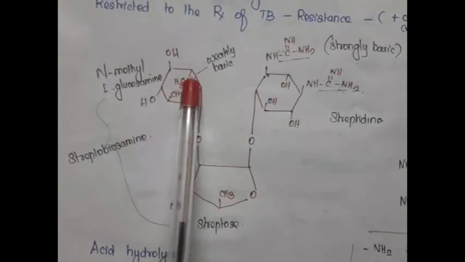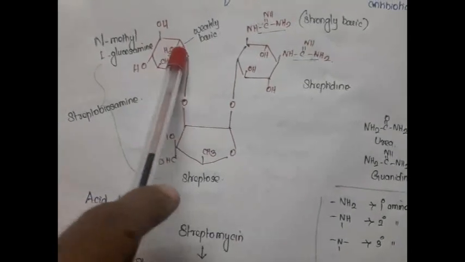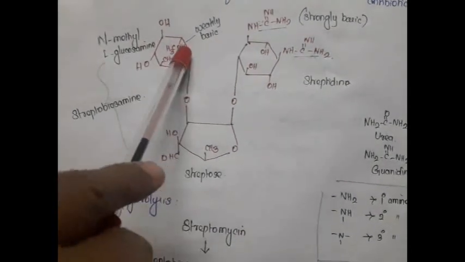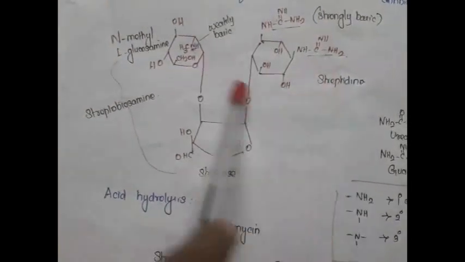Here the nitrogen is in the form of a secondary amine. We know primary amine means NH2, secondary amine means NH, tertiary means N. So here it has NH. This amine is a secondary amine, and it is weakly basic. Come to this one, it is called streptose, and it has an aldehyde group and also a hydroxy group. Here it has a methyl, and this one is called streptidine. This is called guanidine.